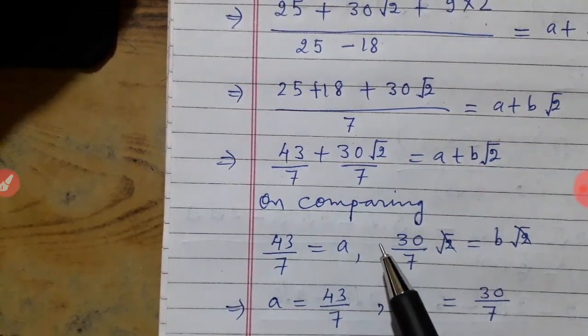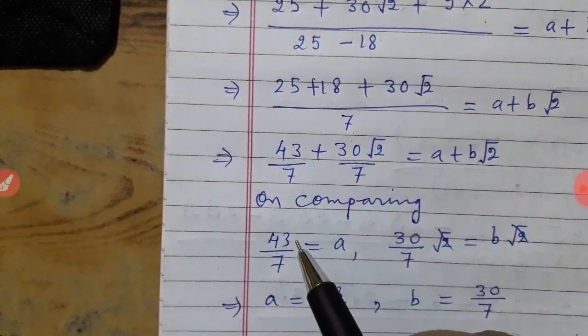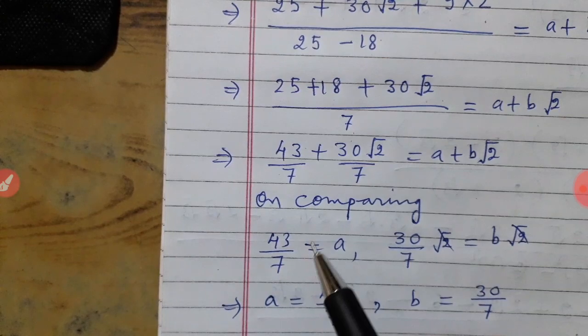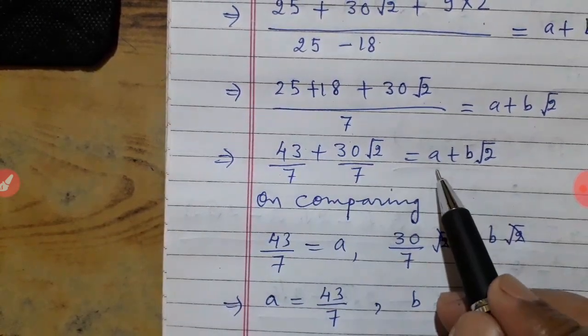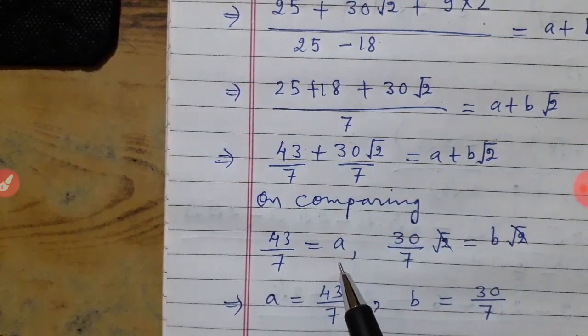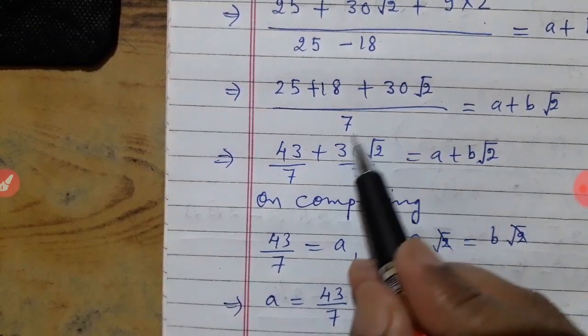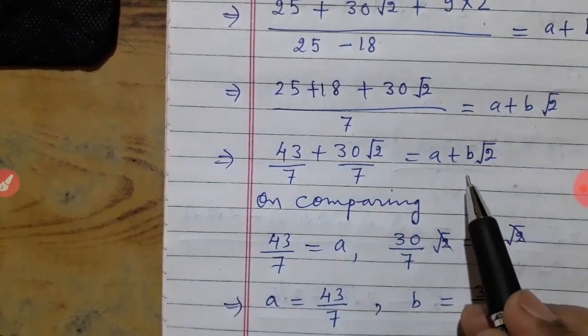Now on comparing, where do we compare? If you remember, I have told you, rational with rational and irrational with irrational. So here 43 upon 7 is a rational number and here a is a rational number. So 43 upon 7 will be equal to a. Then this part is irrational, here also this part is irrational, so we'll put irrational equal to irrational.